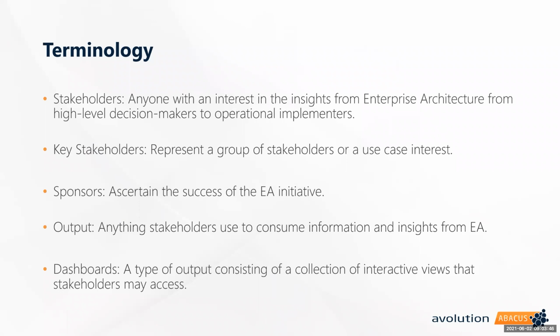We also have sponsors, and these are generally tied in more closely to the enterprise architecture team and may ascertain the success of the EA initiative. We're also going to be talking about outputs, and so these are outputs from enterprise architecture, so anything stakeholders use to consume information and insights from EA. A particular type of output that I'll be discussing is dashboard, which contains a collection of interactive views that stakeholders may access. So it's a form of self-service output that can also be presented more formally, as we'll see.